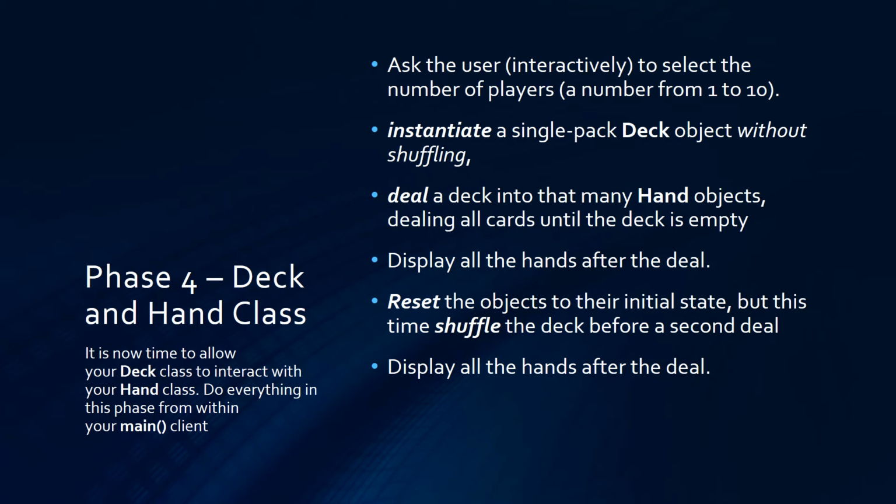Finally, in phase 4, we put everything together in our main method. We ask the user to select the number of players from 1 to 10, and then we instantiate a single pack deck object without shuffling. We then deal a deck into that many hand objects, dealing all cards until the deck is empty. All the hands after the deal are displayed. We reset the objects to their initial state, but this time shuffle the deck before a second deal and finally display all the hands after the deal.